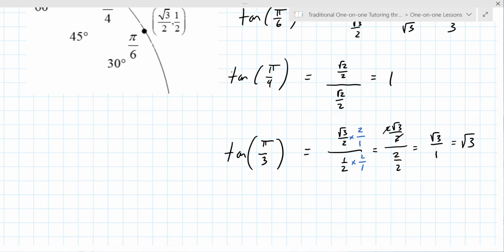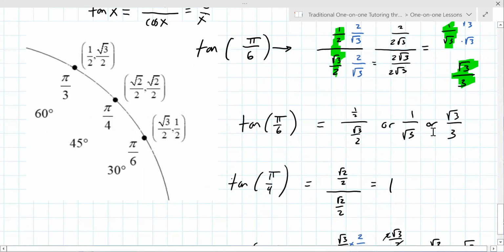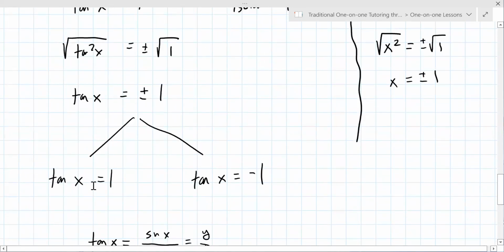Now again, if you're wondering why we are doing this, it's because you're going to get a problem that looks like one of these forms: 1 over root 3, root 3 over 3, 1, root 3. But you have to map it back to the y over the x. So let me try to explain that, going back to the previous problem where tangent of x equals 1.